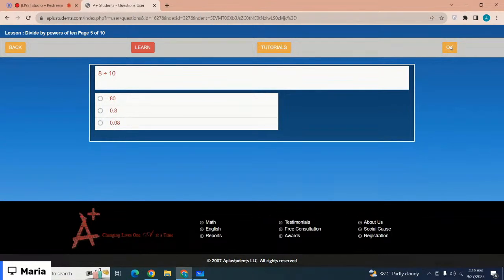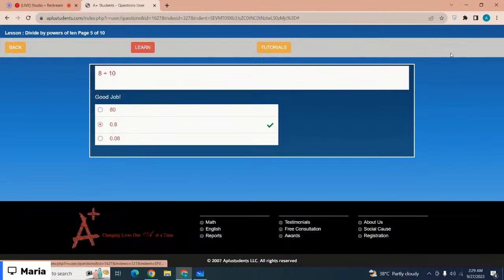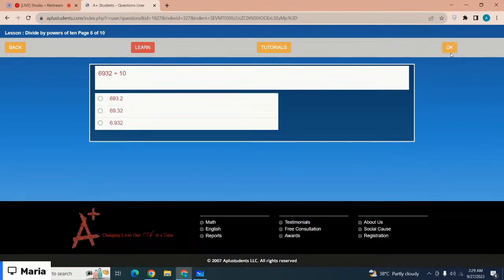Okay, 8 divided by 10 equals. Yes, that is 0.8. You just have to move the decimal point one place left. So that would be 0.8, right? 0.8 it is. You have to move one place left.